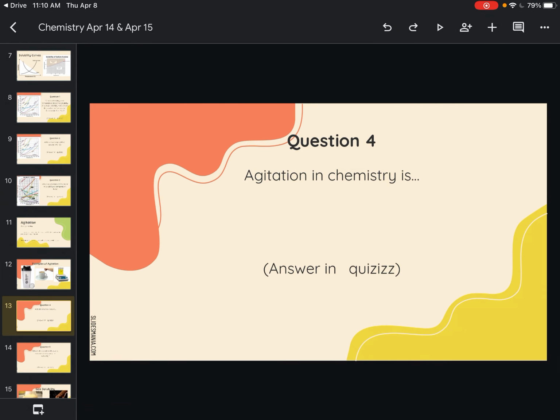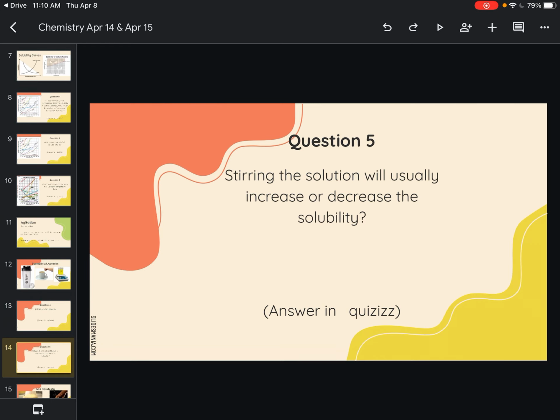Okay, so question 4. If we're talking about agitation in chemistry, what is that? Question 5. Stirring will usually increase or decrease the solubility of something.